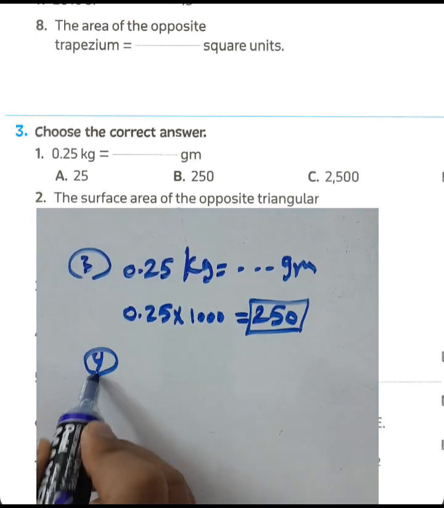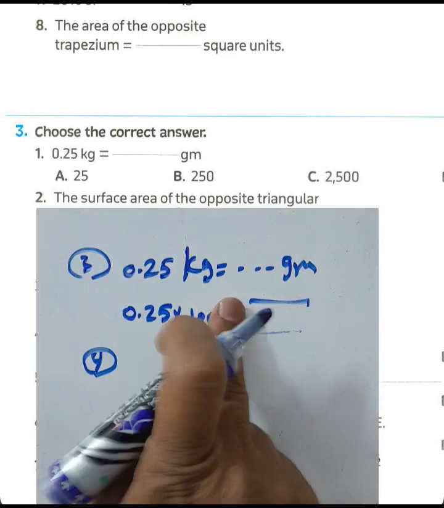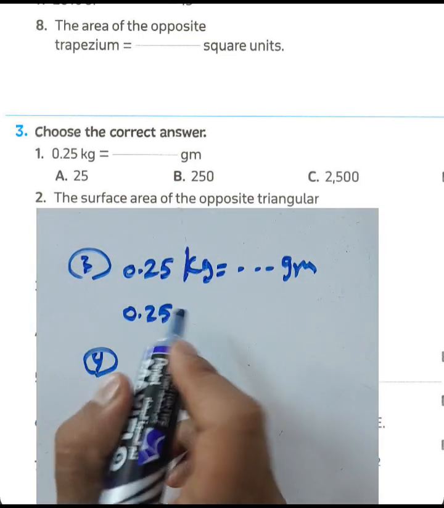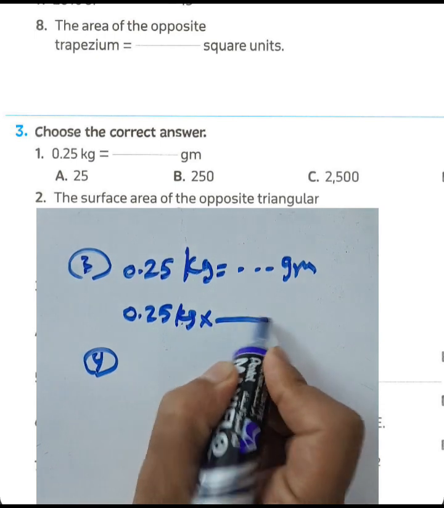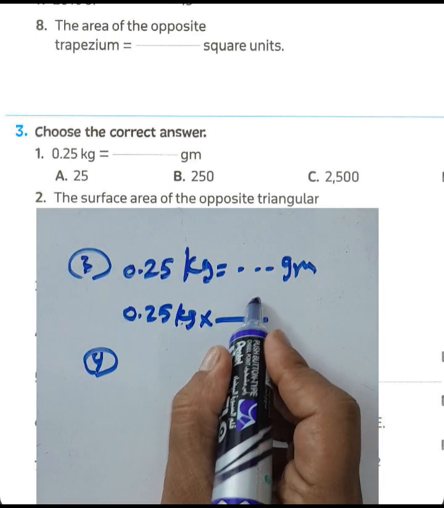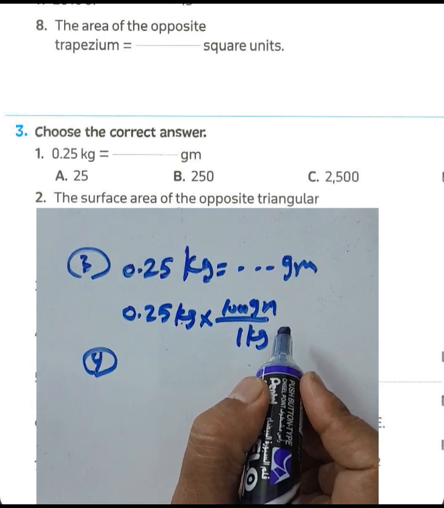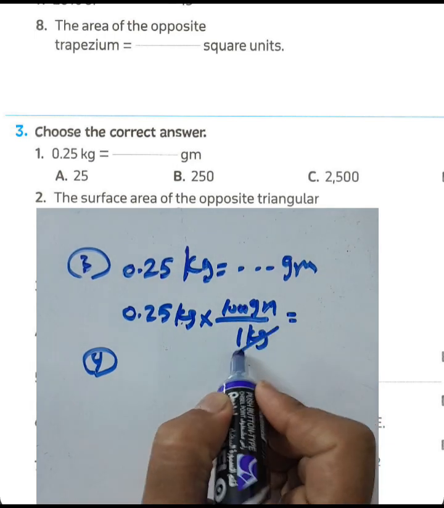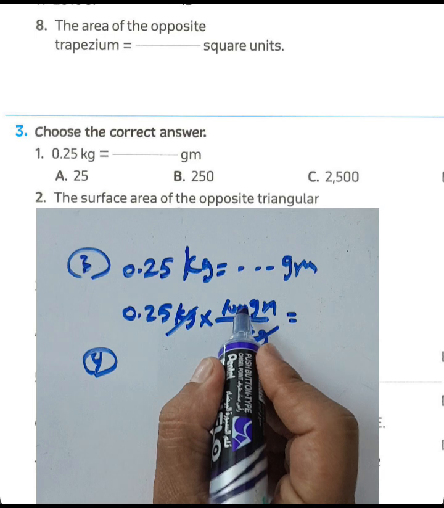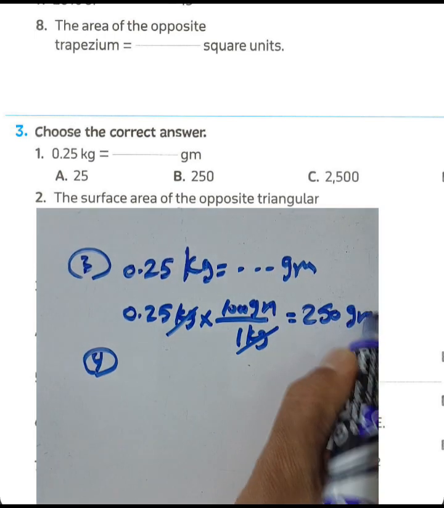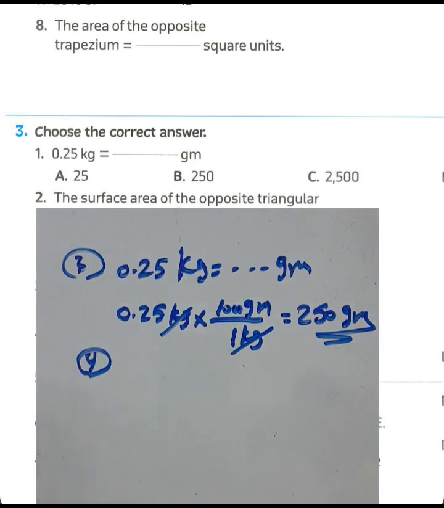Question number 4, we can solve this example by using a conversion factor. Do you remember the conversion factor? You can write kilogram down and gram up, and write 1 kilogram equals 1000 gram, and then cancel kilogram by kilogram, and the result will be 1000 times this number, which is 250 gram. Okay.